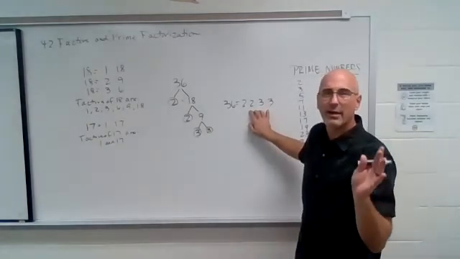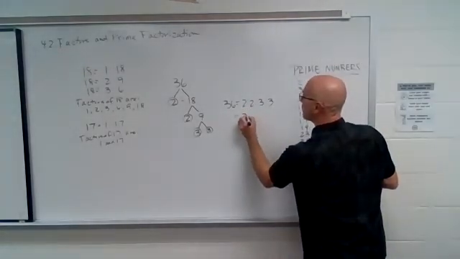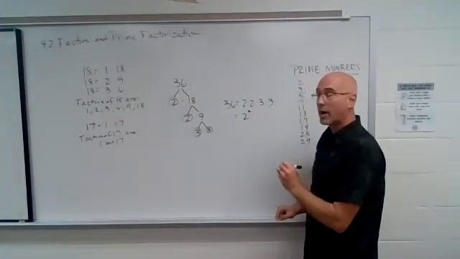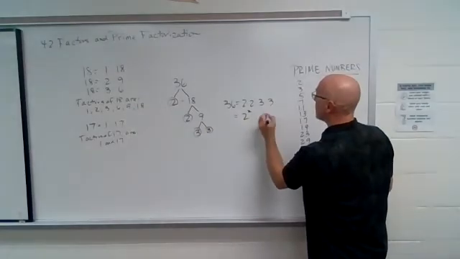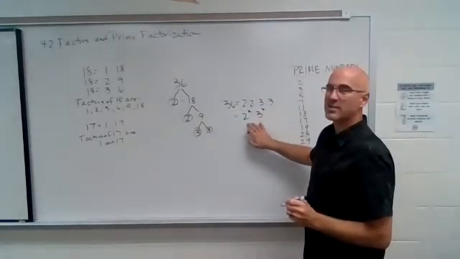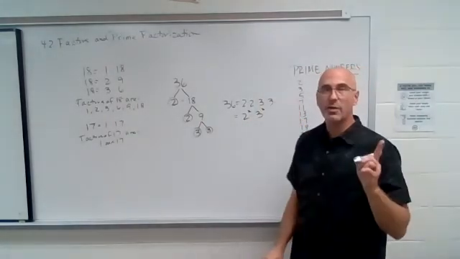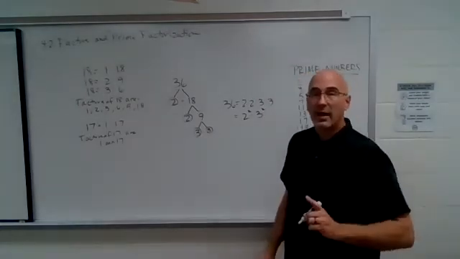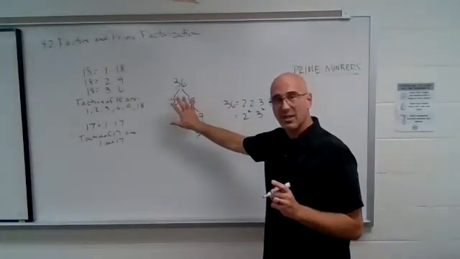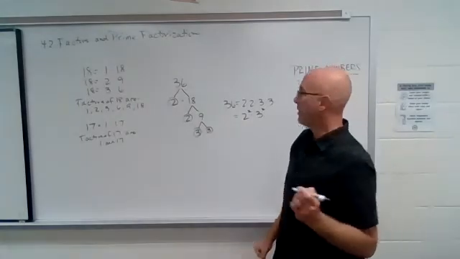We can also write it in a little bit more fancy way. 2 times 2 can be written as 2 squared, times 3 times 3, which is 3 squared. Either way is acceptable. Now there's another method to find the prime factorization. It looks a little different, but it does the same thing. It's called the ladder method.